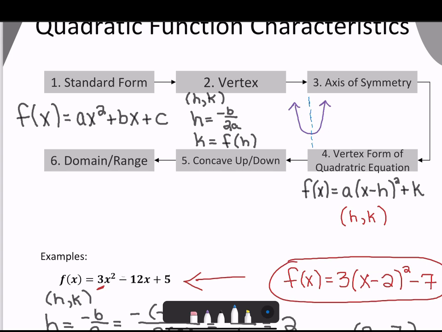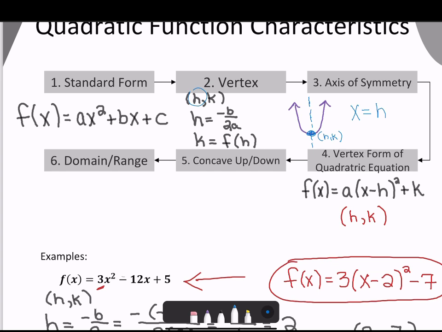But if you find your vertex, you already have the axis of symmetry. The axis of symmetry will be your H value because your vertex is right here, right? Your vertex is going to be (H, K). So if you want the line that goes through the middle, it's a vertical line. And every vertical line is going to be x equals something. So once you find your H with your vertex, you already have the axis of symmetry. It'll be x equals H.